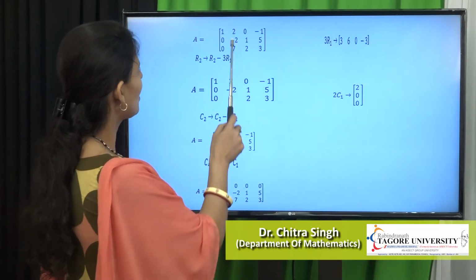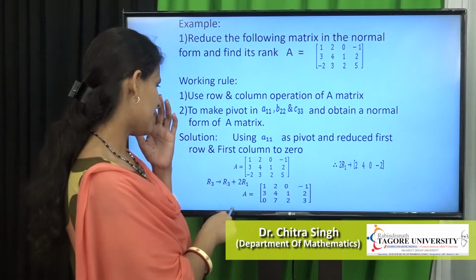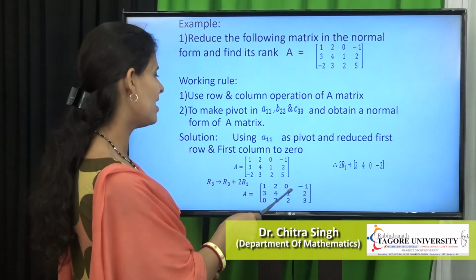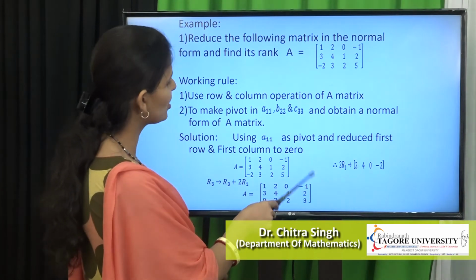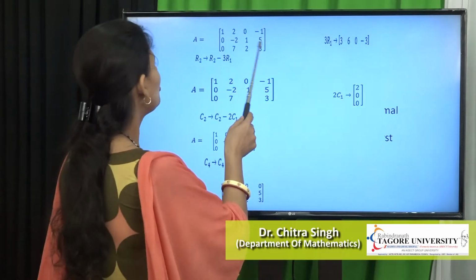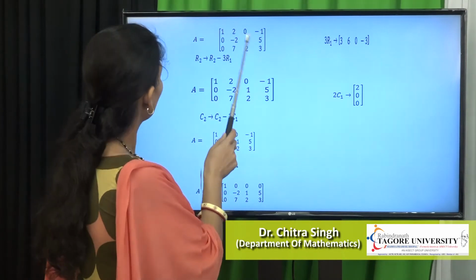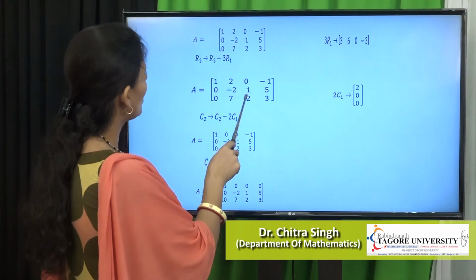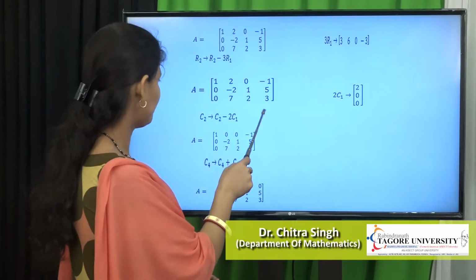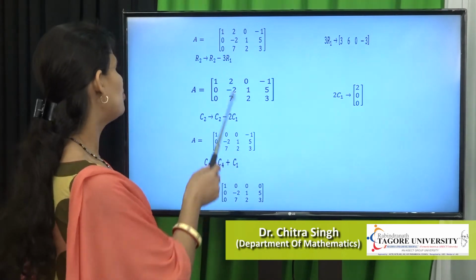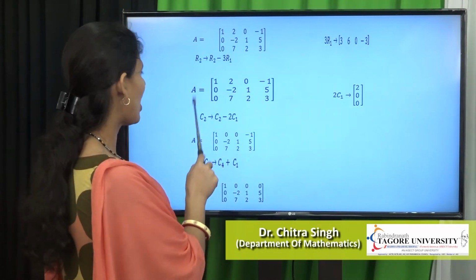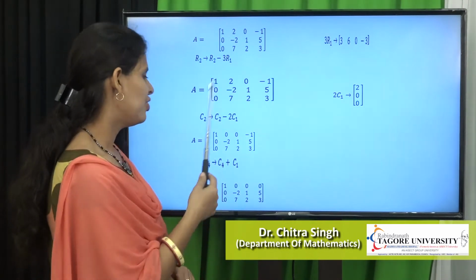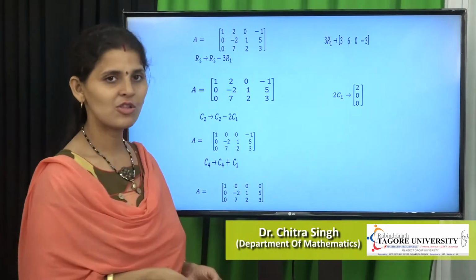2, 0, minus 1, 0, 3 minus 3, 0, 4 minus 6, minus 2, then 1 minus 0, 1, minus 2 into minus 3, 5. So you obtain the next matrix A equals to 1, 2, 0, minus 1, 0, minus 2, 1, 5, 0, 7, 2, 3. Then you see that use A11 as a pivot to make the first column of the matrix 0. So then you also make the first row 0.